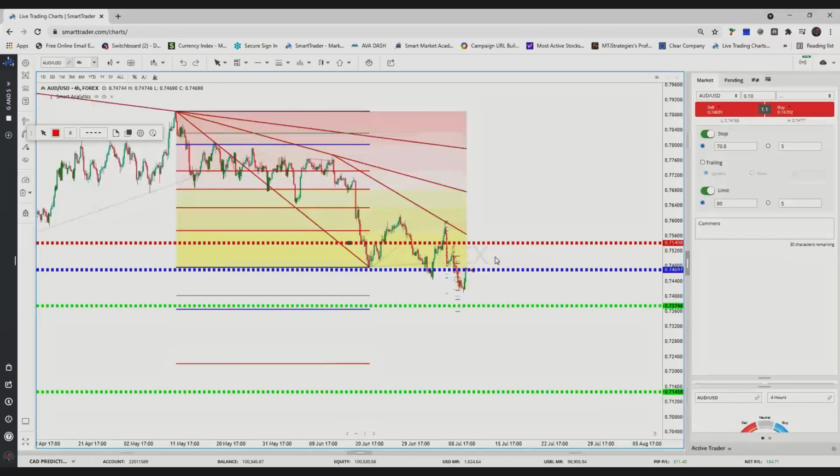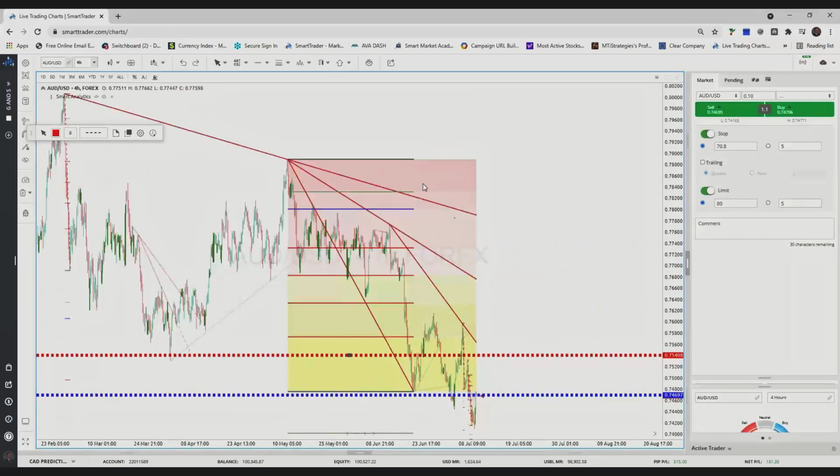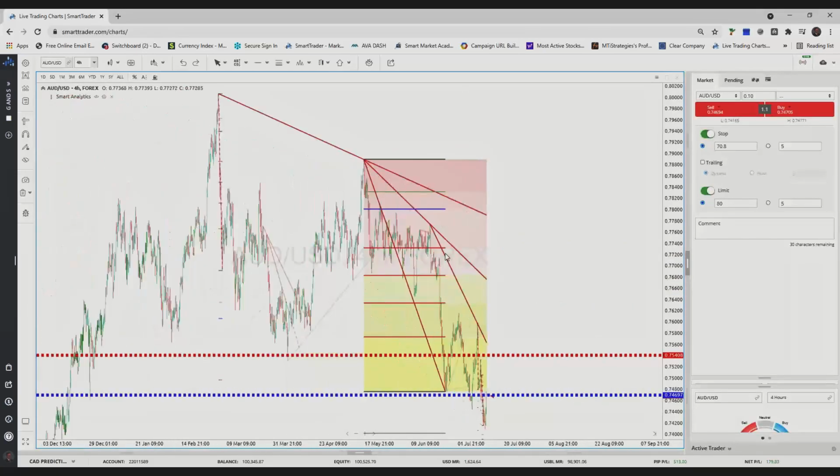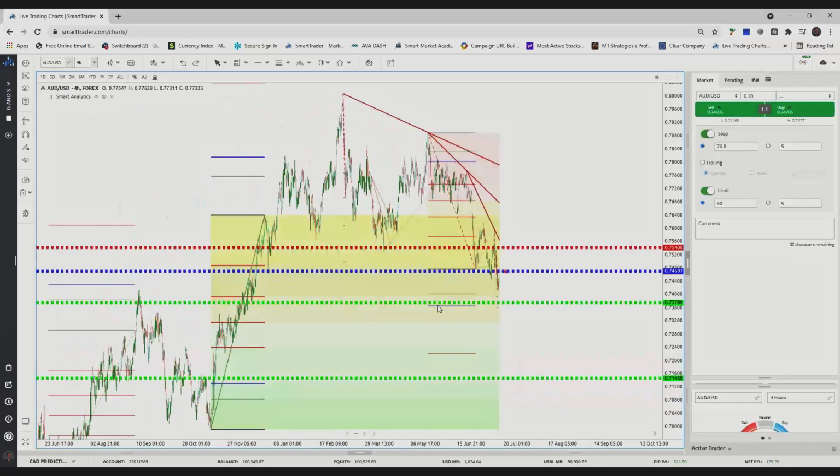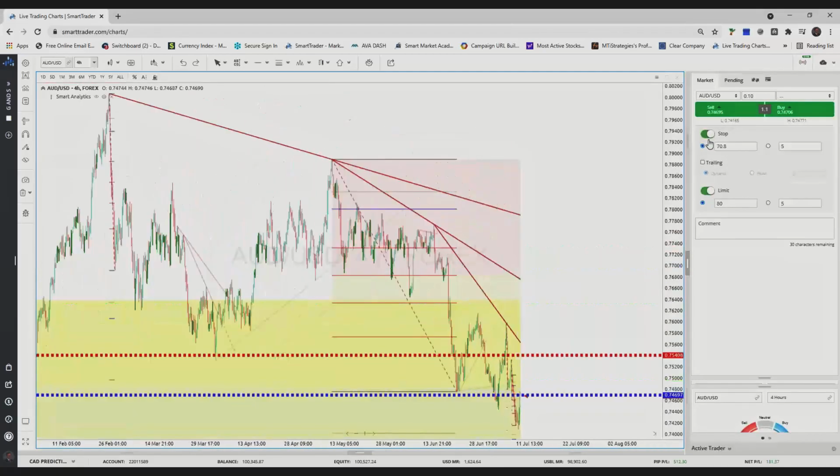So that may be my trade right now as we speak, because we've got several down trend lines. We don't really have anything telling me that this thing looks like an uptrend right now. And we're getting lower highs and lower lows.